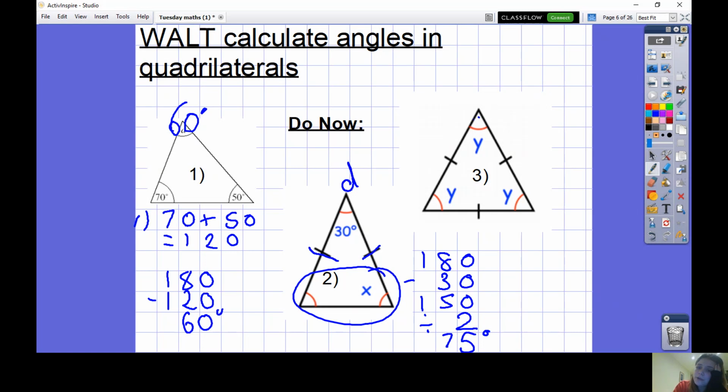Finally, here you can see all 3 angles are the same. If you don't remember what that means, each of the angles will be, you just need to do 180 divided by 3. All 3 are equal. And well done to those of you who remember the angles in an equilateral triangle are always 60. So those are your 3 answers for those questions: 60, 75 and 60.